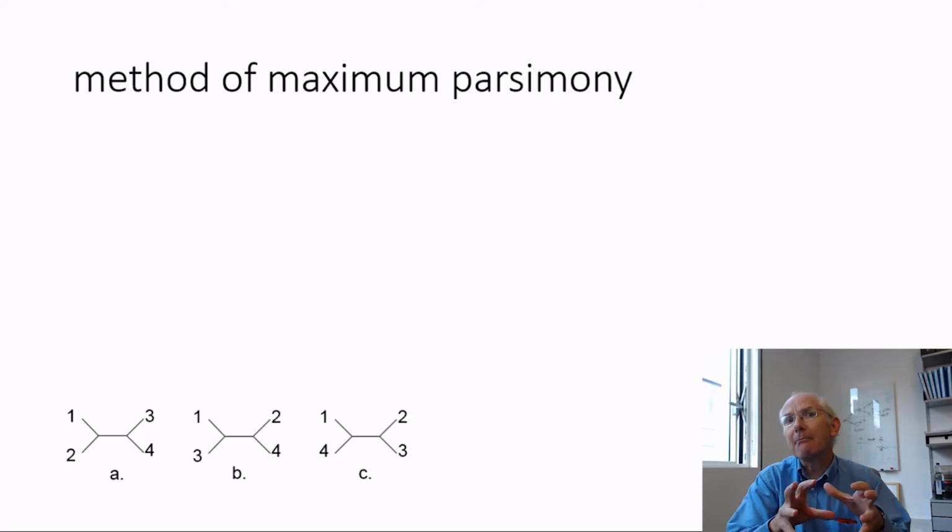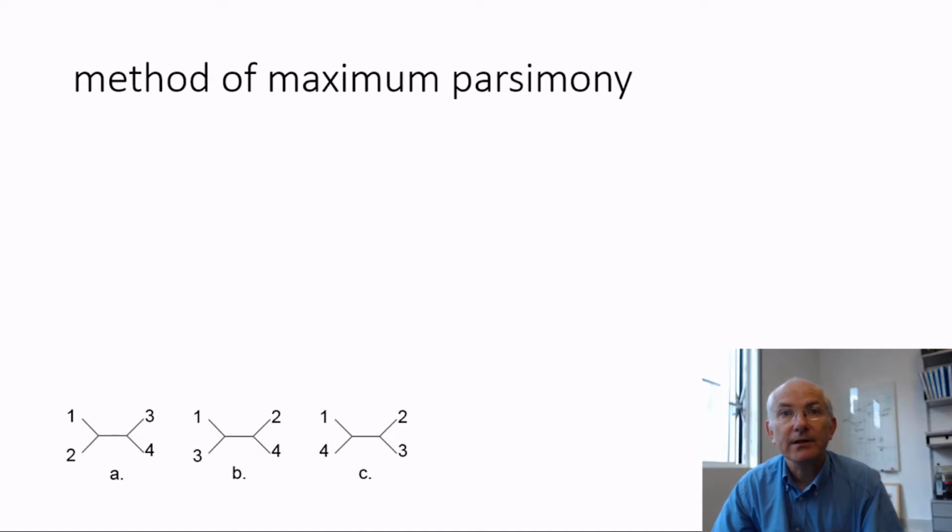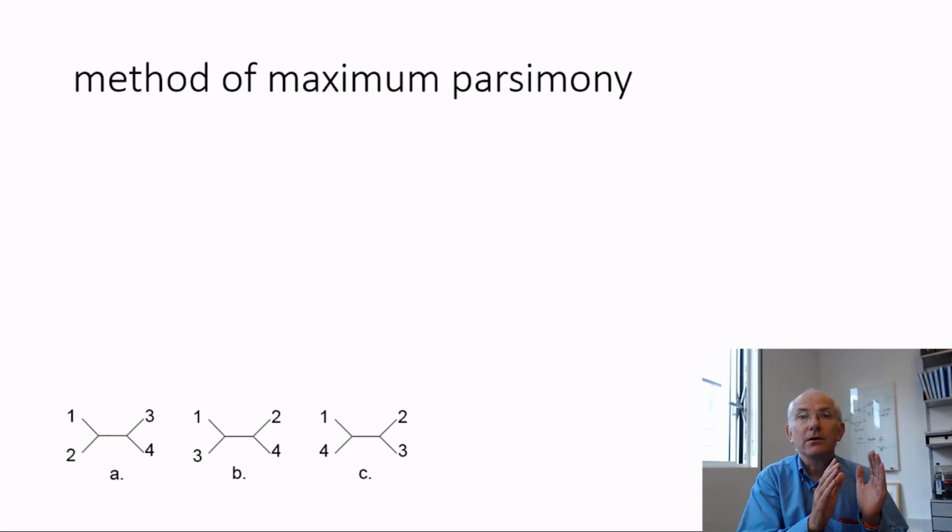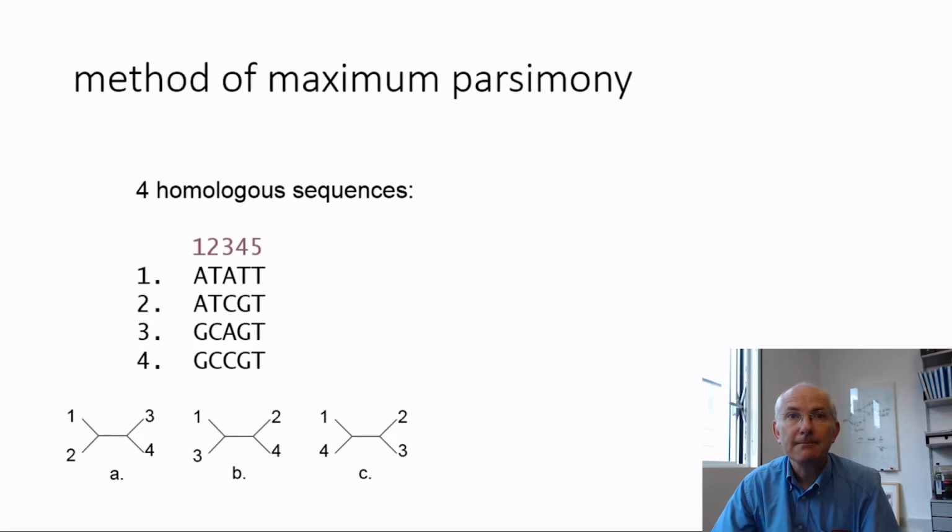So let's apply the method of maximum parsimony to those 4 sequences. Remember, those 4 sequences can be arranged in 3 different topology trees, A, B, and C, and our job is to find out which is the most likely topology tree, which is the one which in this methodology needs the fewest mutational changes to achieve.